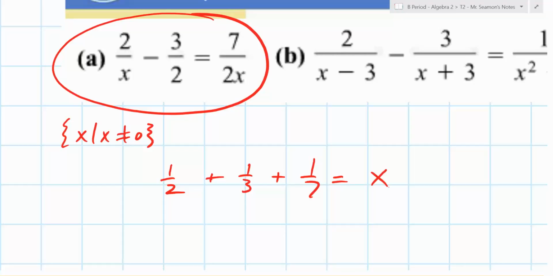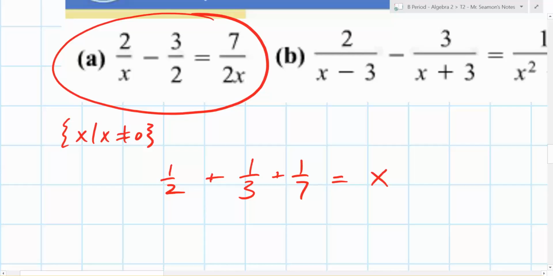Okay, I'll make it simpler for you. What happens if, for example, I had 1/2 equals x? What do you multiply both sides by? 2. What happens if I had this? What do I multiply both sides by? 6. It's 3 times 2. What happens if I have that?